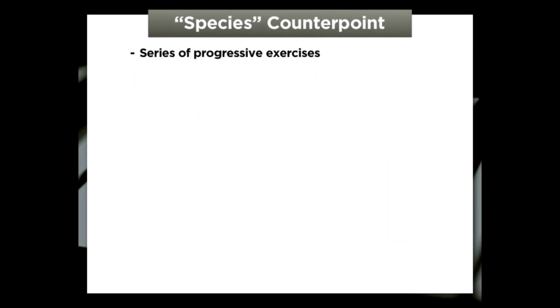So what is species counterpoint? Species counterpoint is a pedagogical method. It's a way that we've taught counterpoint in the West for several hundred years, and it's organized as a series of progressive exercises. Each type of exercise is more complicated than the last one. It builds on what you've learned in the earlier exercise types, but usually adds one or two new elements that the student then must grapple with and master.